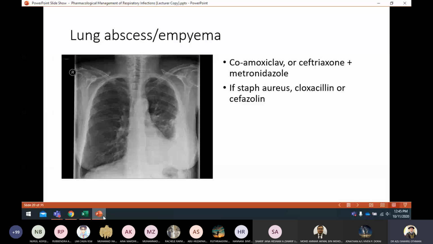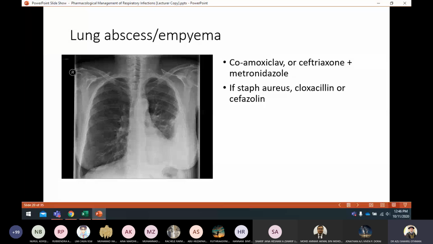Alright, so that's community-acquired pneumonia. If things get worse from there, the patient might have lung abscess or empyema. Okay, and what do we do from there? You will have to adjust the drugs a bit, and see here, you add metronidazole. What did I say just now? If there's an abscess, always give metronidazole, because there is a high probability that there will be anaerobic bacteria in there. Okay, so this is for lung abscess.